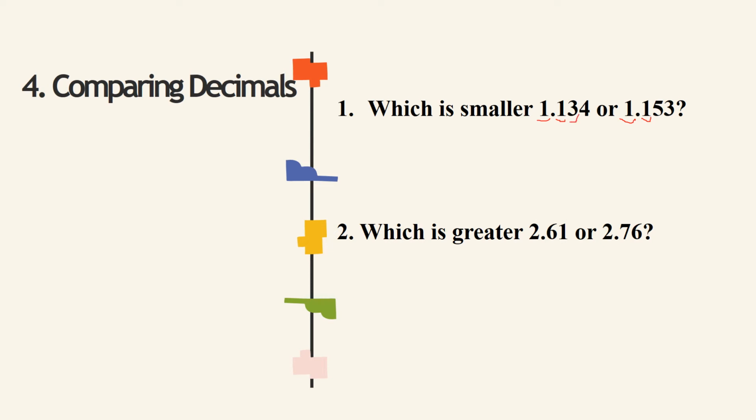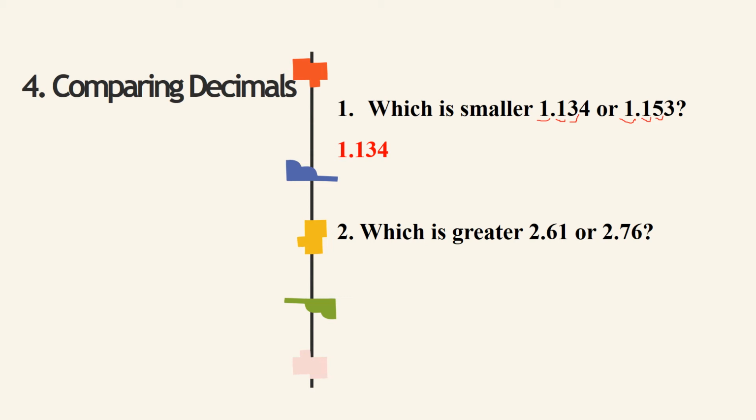Let's move on to the number in the hundredths place. The number in the hundredths place of the first number is 3, and of the second number is 5. So now we can decide which one is greater or smaller. 1.134 is smaller than 1.153.